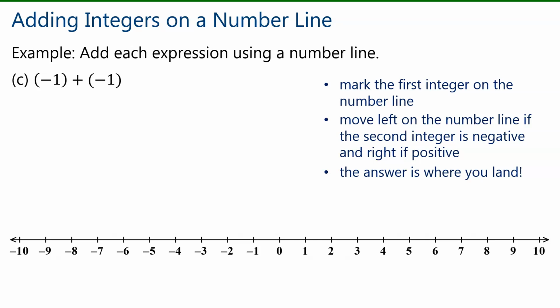Now here I have one more, -1 plus -1. So I start at -1, and I just need to move 1 to the left, which is -2. So that's my answer.